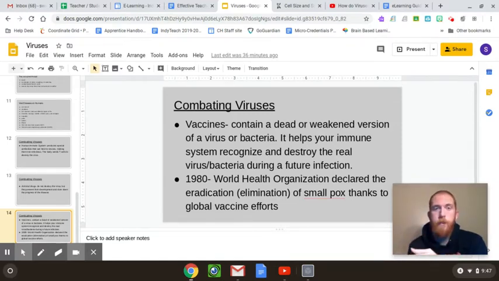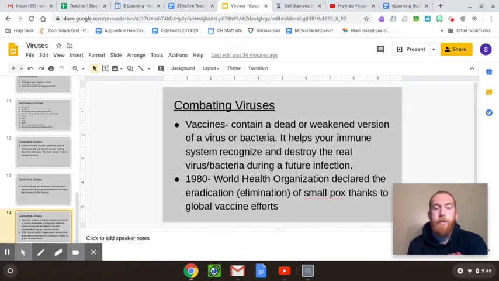So there are vaccinations that you get when you start school. There are vaccinations when you go to college or travel to different countries. These help get your body's immune system built up to fight these later on when the real virus comes.